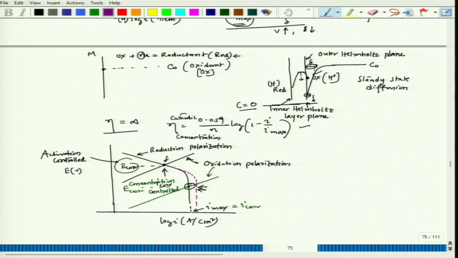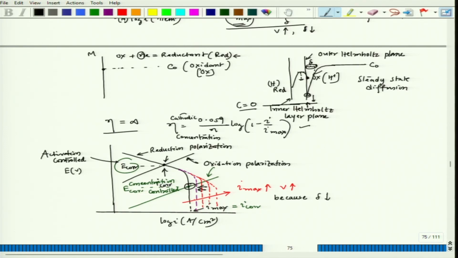Now, if we further increase the velocity, I max will further increase. So, it will be here. If we change the velocity further, it could be here like that, and then here, for all those velocities. So, I could see that I max increases as velocity increases, because delta, the boundary layer thickness, is decreasing.